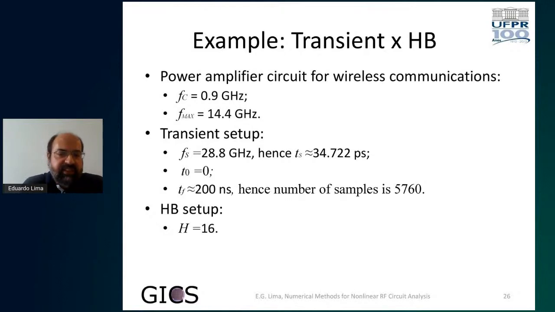If a transient analysis is performed, the sampling frequency must be set equal to at least 28.8 GHz, which is equivalent to a time step of about 35 picoseconds. Still in transient analysis, the initial simulation time is arbitrarily set, in this case to T0 equals 0, and the simulation final time is also arbitrarily set, in this case to TF equals approximately 200 nanoseconds. With this setup, the number of samples to be simulated in the transient analysis is 5,760 samples. In the harmonic balance, the number of harmonics to be considered is set to 16.